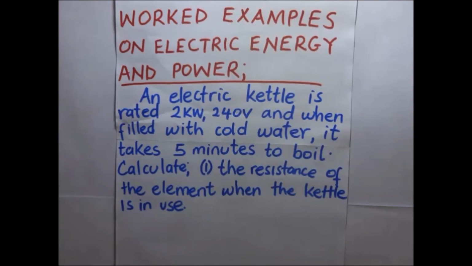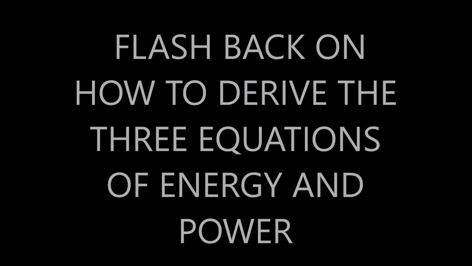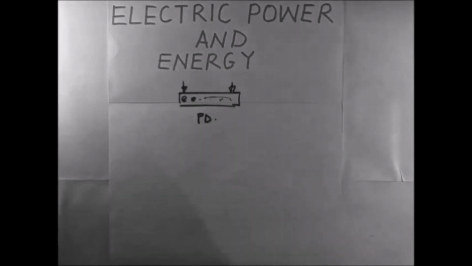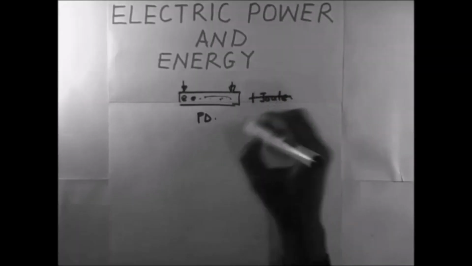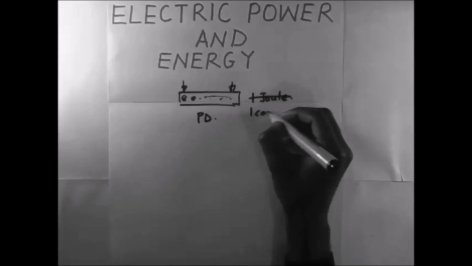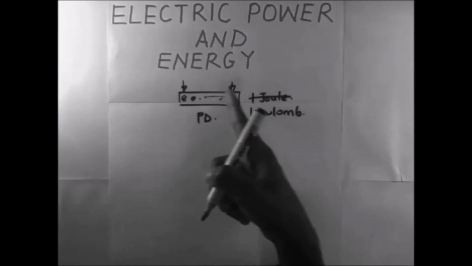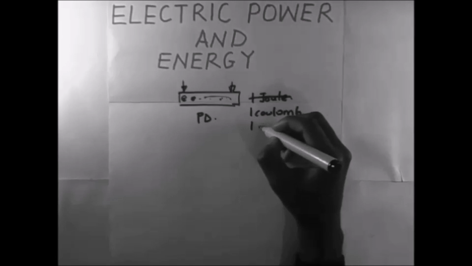Now, in our previous videos we derived the three equations of energy and power. The work done in moving a coulomb of charge from one point to another within a conductor is what we call the potential difference between those 2 points. If we have 1 coulomb of charge flowing here, and the potential difference across the ends is 1 volt.